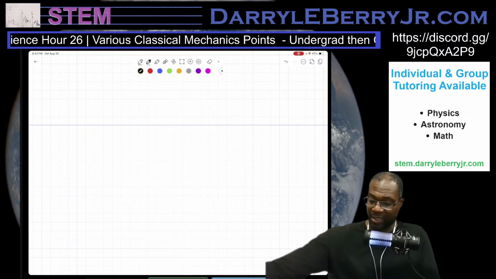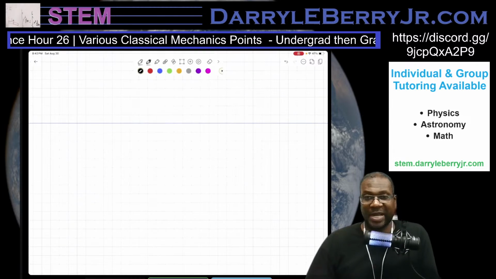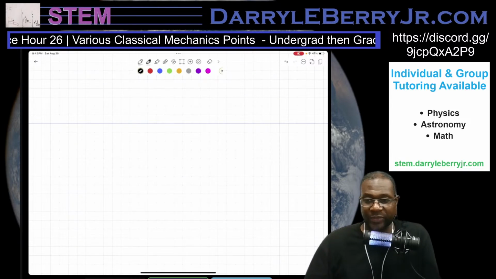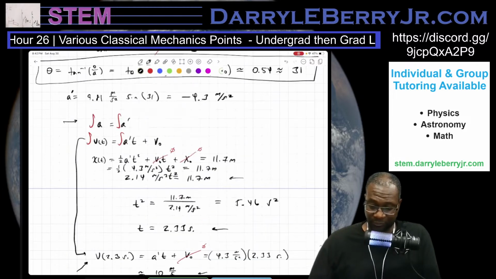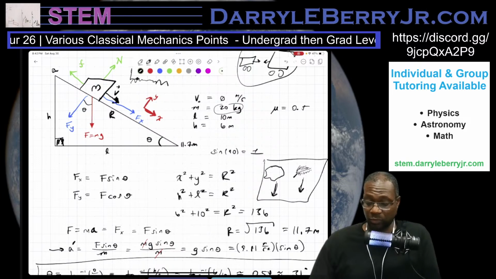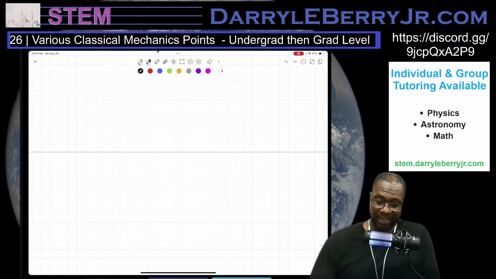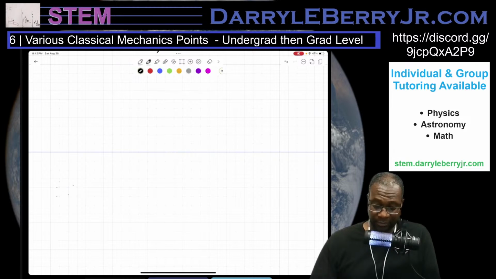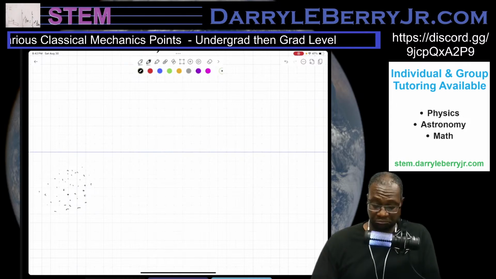So, grad level stuff. One of the things we talk about in grad school is that as an undergraduate, you talk about basically one particle, like we did here. Even though it's a massive block, 20 kilograms, it's still just one mass. But what if you have a system of particles? What if you have hundreds of thousands of particles?